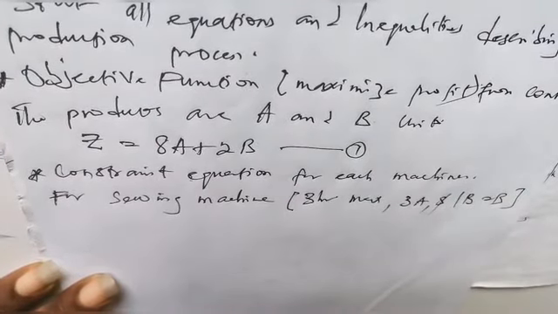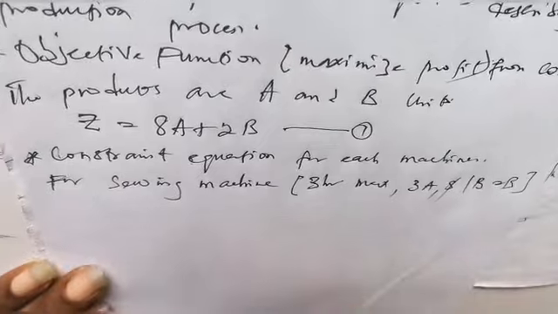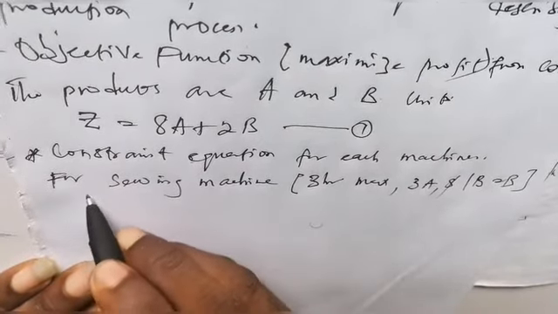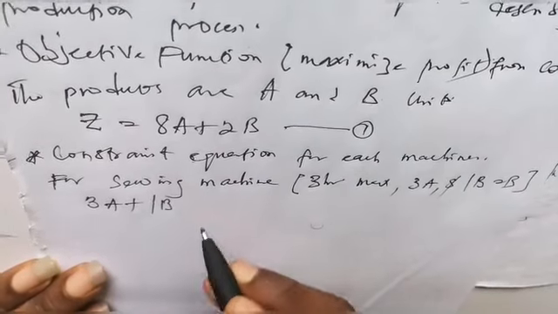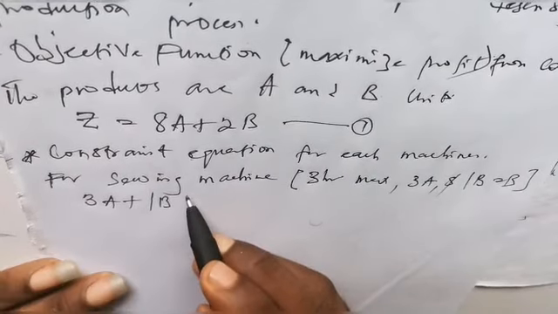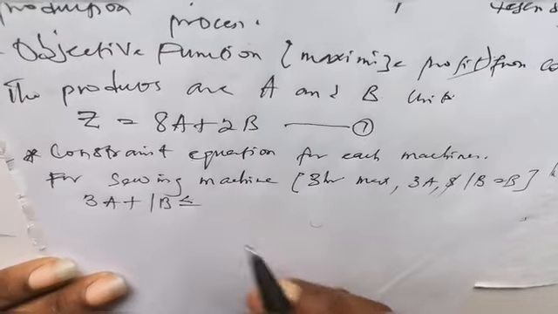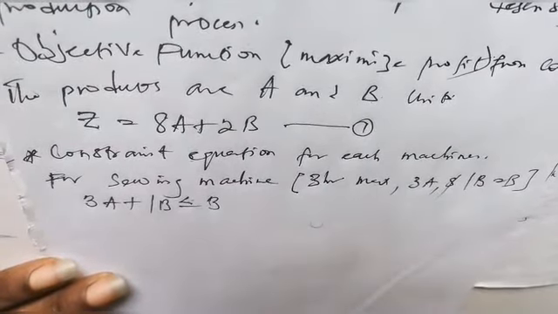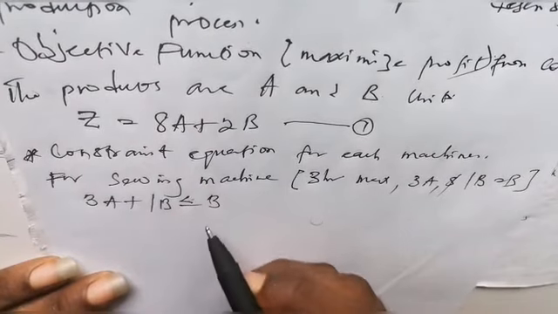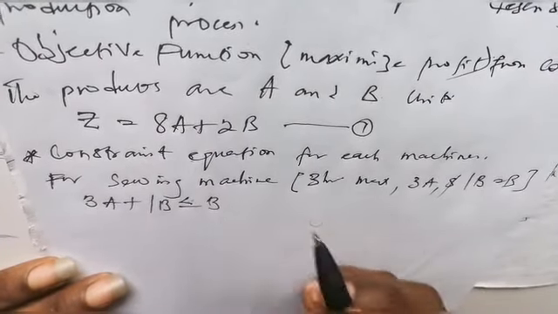So representing this inequality, it means that 3 hours for cloth A plus 1 hour for cloth B must be less than or equal to the maximum working capacity, which is what? 3 hours. So which means it cannot exceed what? These 3 hours. All right.